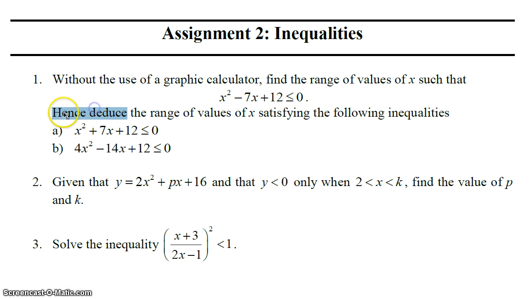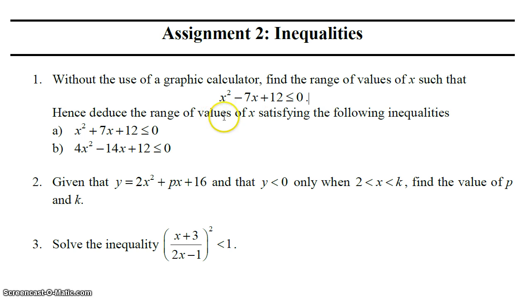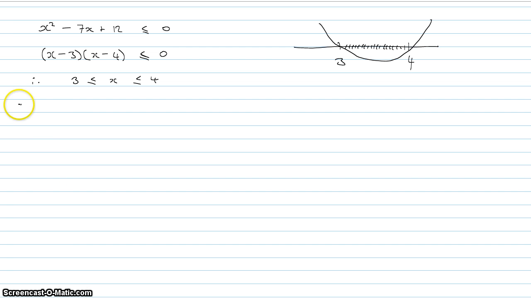The second part tells us hence. Now when we see hence, that means that we must use what we had from our previous part. We must use it. So hence deduce the range of values of x satisfying the following inequalities. x squared plus 7x plus 12 is less than or equal to 0. Now, we could solve this exactly the same way and it wouldn't be that hard. But we were told to do it using our previous part because it was hence.